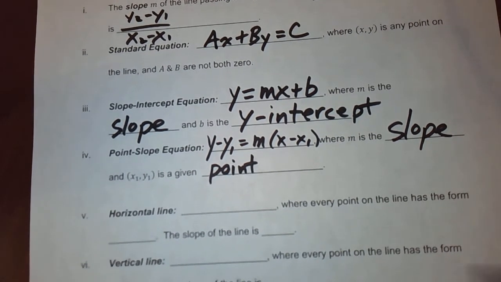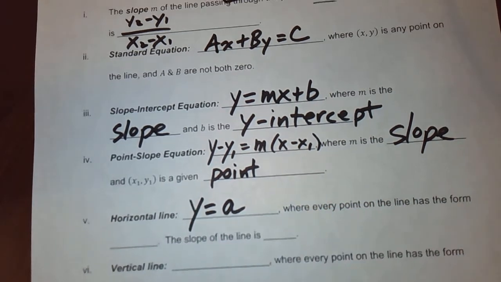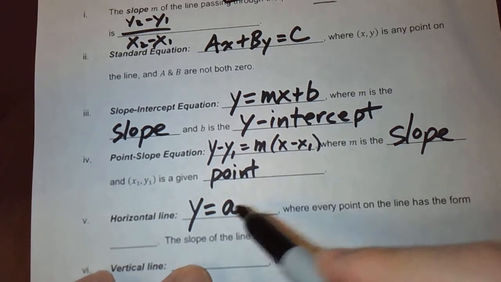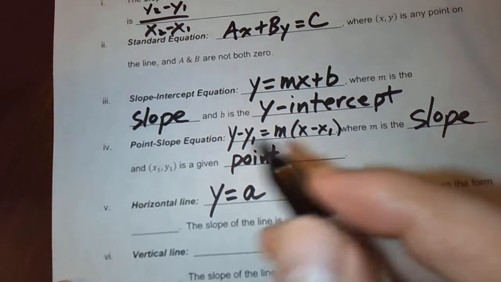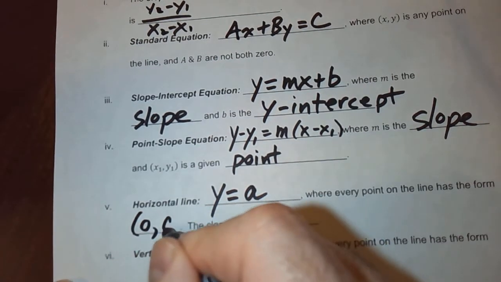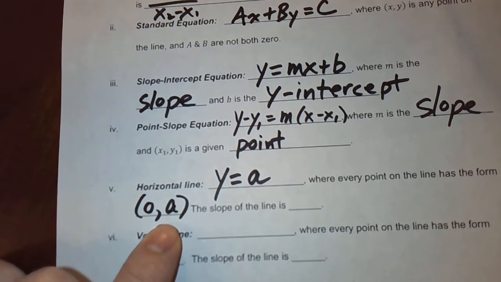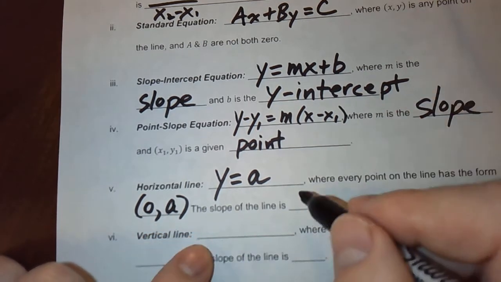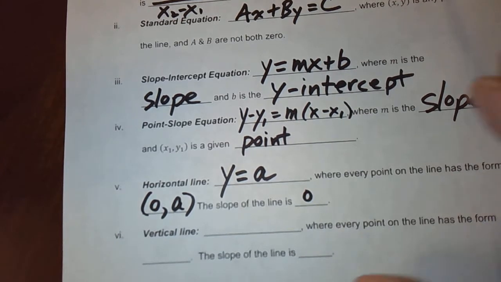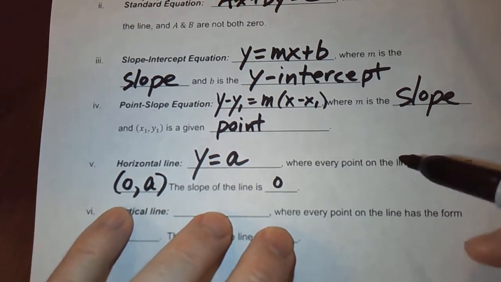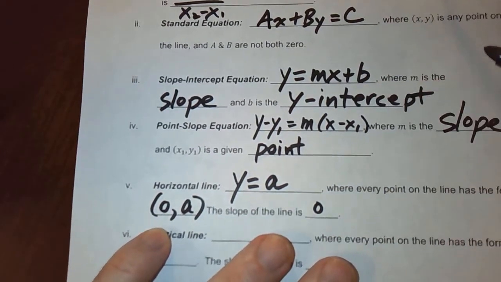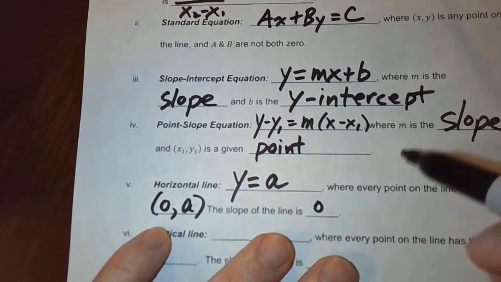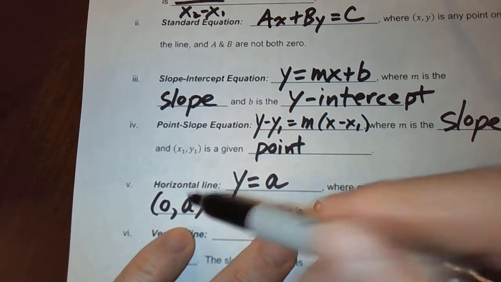How about a horizontal line? That's a special one, where y equals, I'll say a. I think last time I said y equals b, but really this can be absolutely any number. So where every point in the line has the form what? X is anything, and then this can be absolutely any number. The slope of this line is 0. It's a horizontal line. So this tells us that (0, a) is the y-intercept, but all of the points have a height of a on the graph.